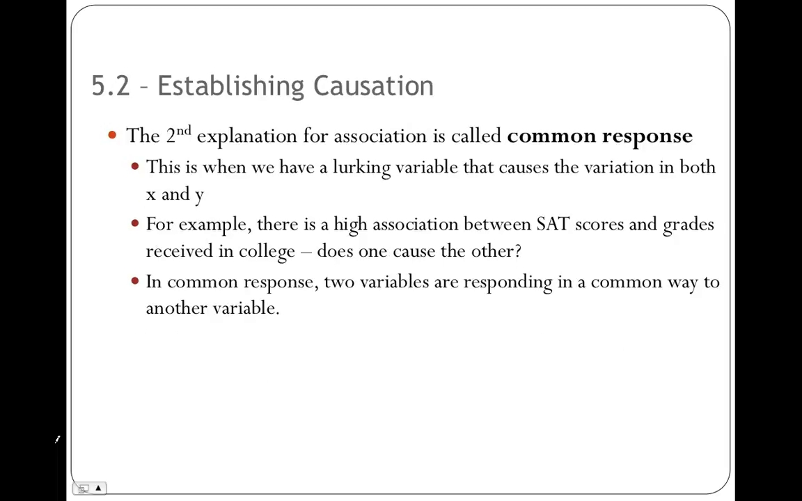If it's not causation, it may be something called common response. This is when we have a lurking variable that causes changes in both X and Y. For example, it's been shown that there is a high association, a strong correlation, between SAT scores and the grades that someone receives in college.